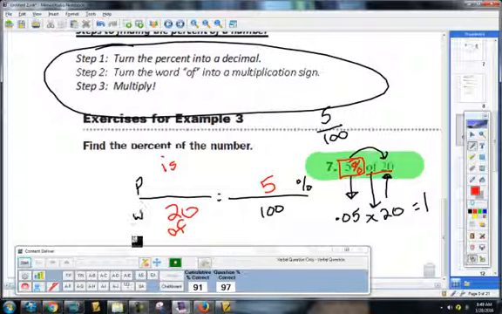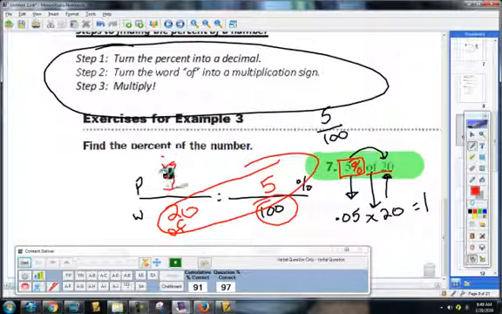So this will be learning target 5. I can determine the part when given the percent and the whole. We're trying to figure out the part. So you would cross multiply. What's 20 times 5? 100. What's 100 divided by 100? 1. Do I care which way you do it? Nope. I do not care. However you want to do it.